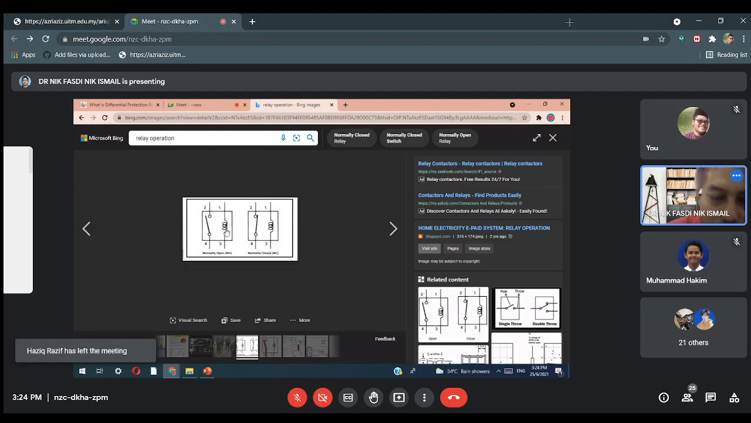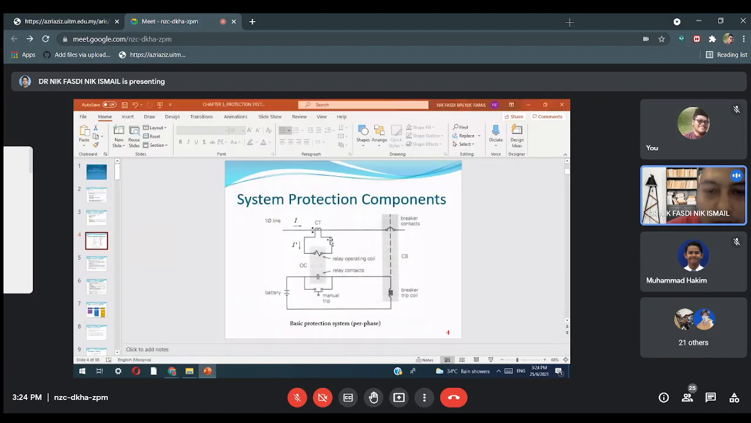the fault current from the CT, current transformer. It will turn on this coil, and this one will close. That is the concept. If you go back to the note here, so this is the concept. You have to understand the concept of relay.